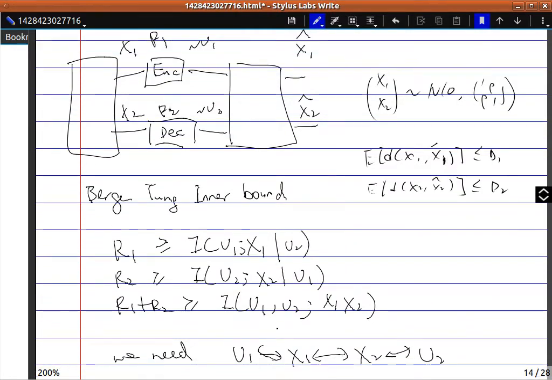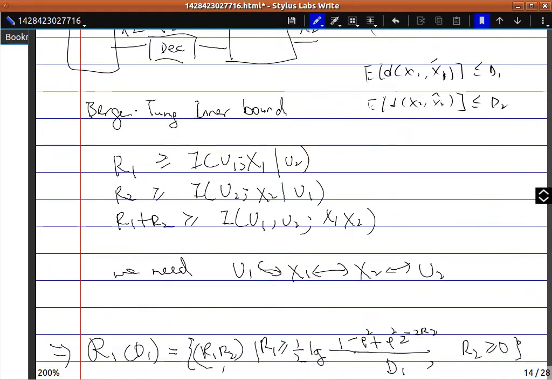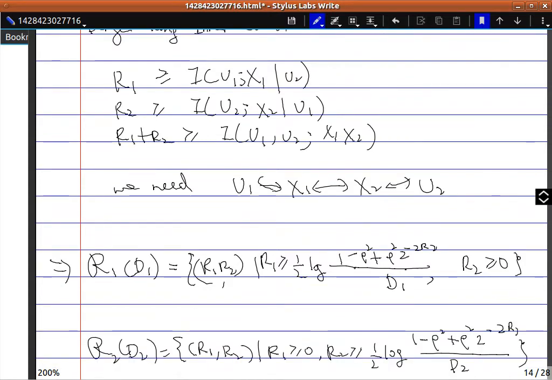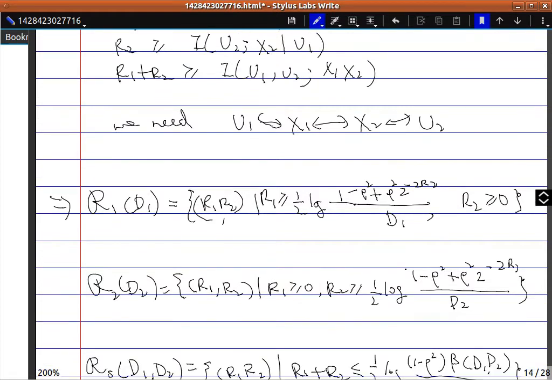And also, because U1 is generated only based on X1 and U2 only based on X2, we have a long Markov chain here: U1, X1, X2, U2. Okay, that's just the Berger-Tung inner bound. If I have a chance, I will give another presentation on that.